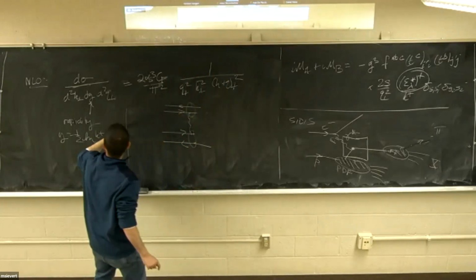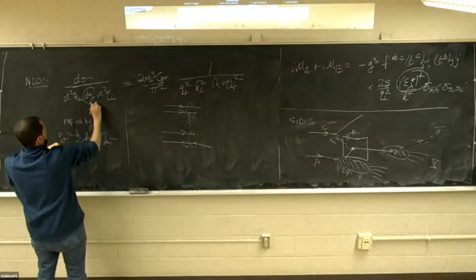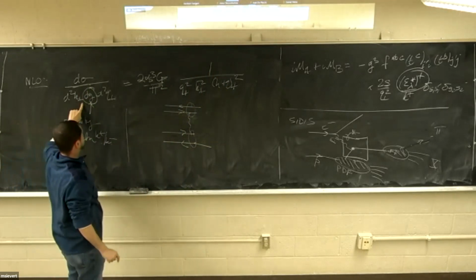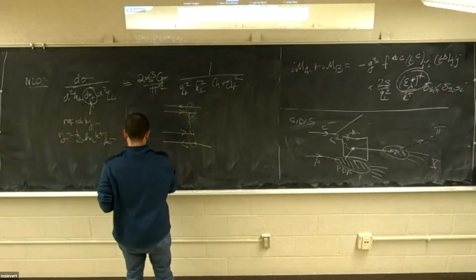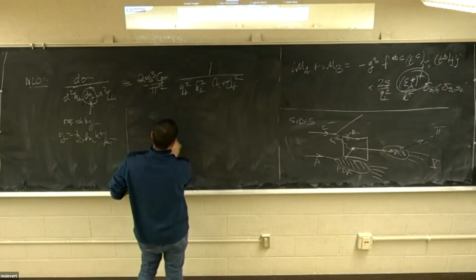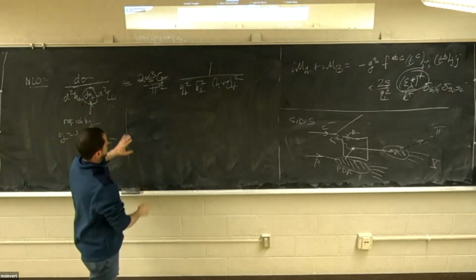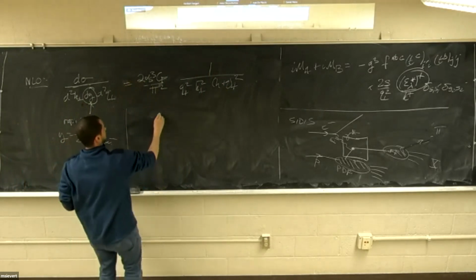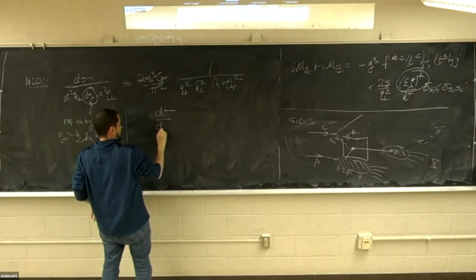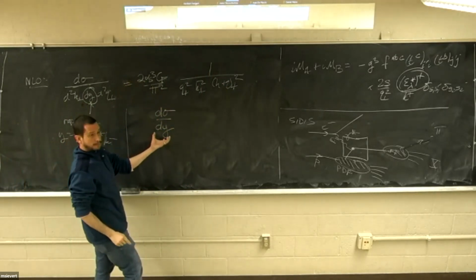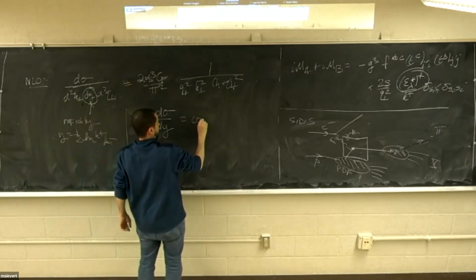But the thing that's really interesting about it is that this is a boost invariant distribution. It's independent of the rapidity. So if I integrate out all the rest of that stuff, I just get some number. But the important part for me is that distribution per unit rapidity is constant.